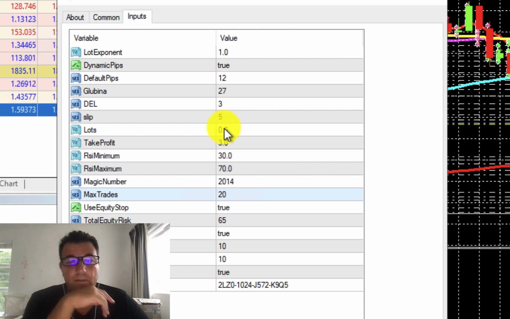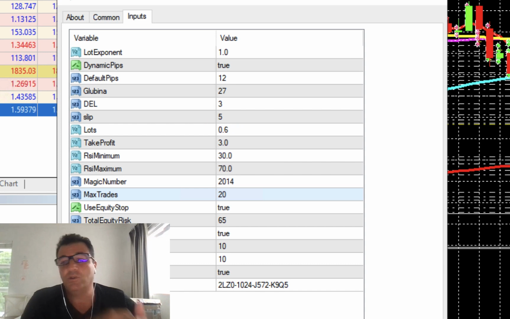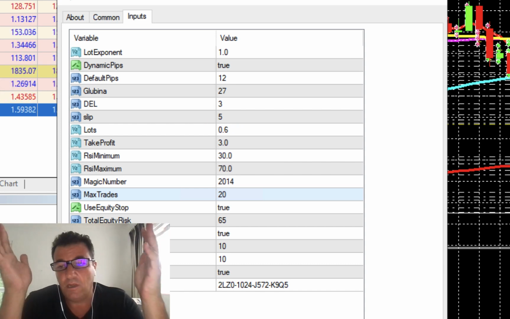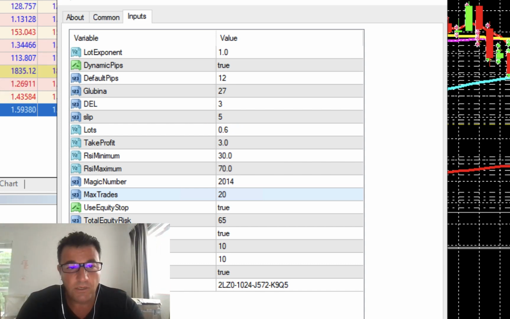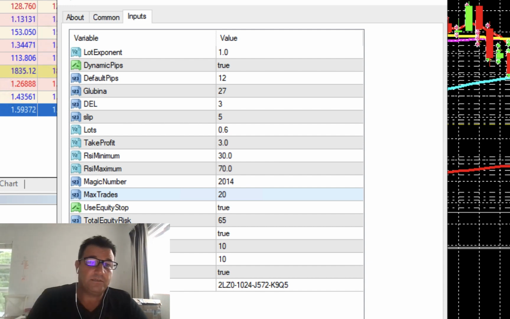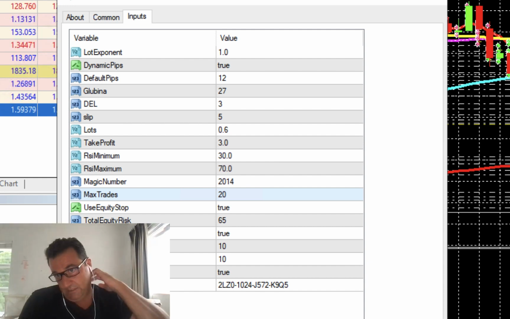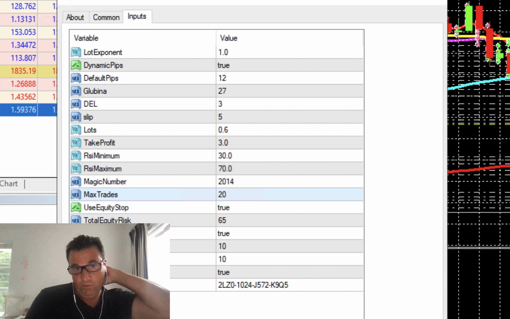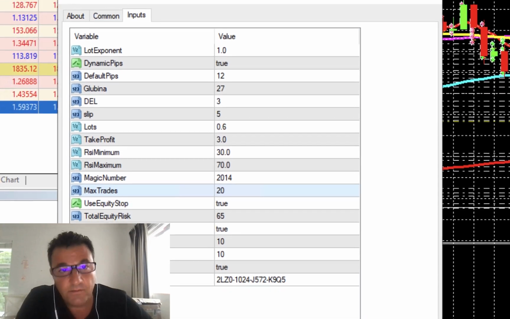So this is opening up at a 0.6 lot size. I'm using 0.01 per $100. So this is a $5,148 account, which means that the lot sizes should be 0.51, but Irfan is using a 0.6. No problem. All up to you. Okay, so I'm going to cancel this.